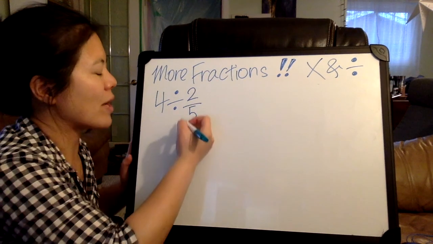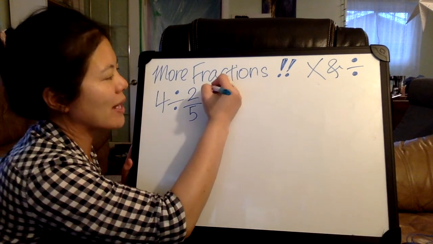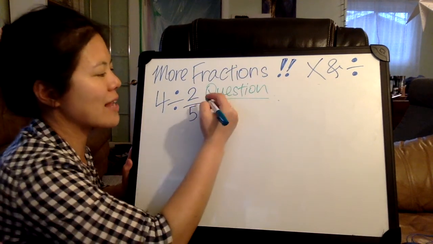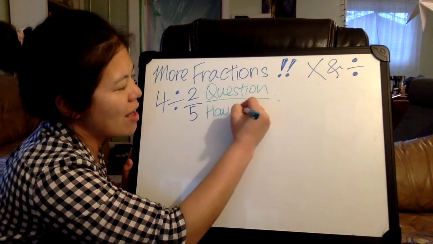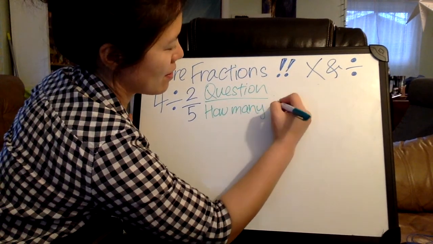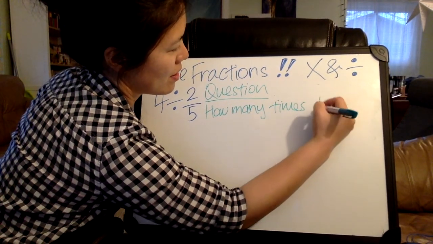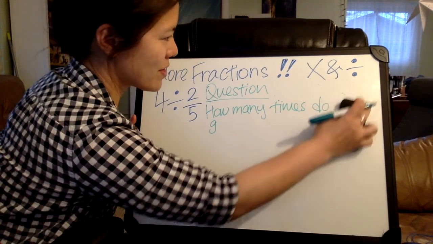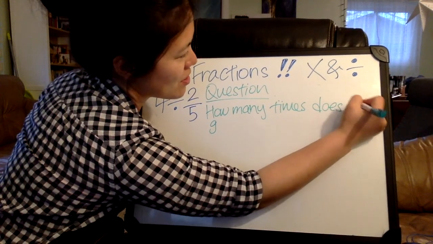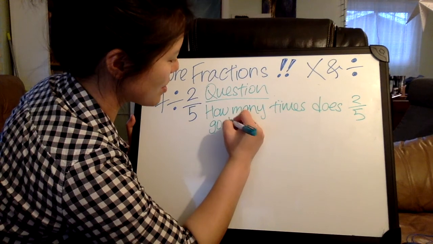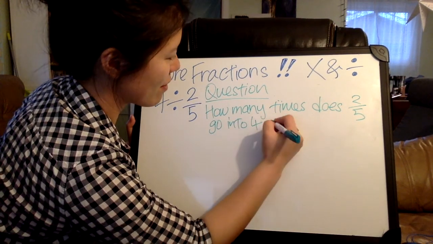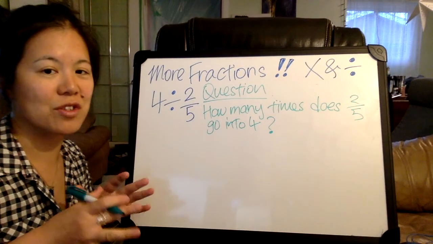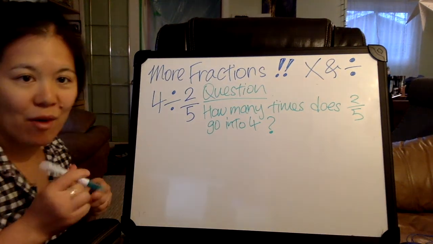When I'm looking at this, the actual question being asked of you to solve is: how many times does 2/5 go into 4? So the question that you're answering is how many times does 2/5 go into 4? So how are we going to figure that out?